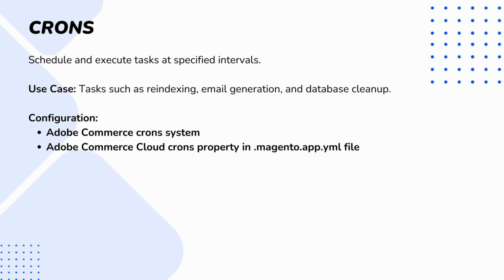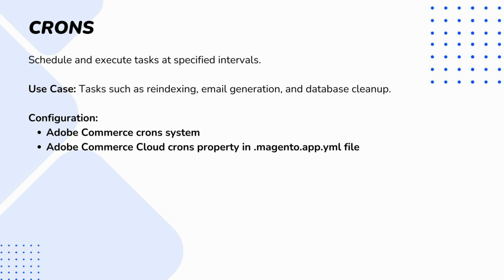Crons are used to schedule and execute tasks at specified intervals. So for example, there are tasks such as reindexing, email generation, database cleanup, and those tasks need to be executed periodically. So in the Cron configuration, you decide when those tasks will be executed. And the system, Adobe Commerce Cloud or any other server, will be responsible for executing those tasks at this specific time. And we have two configuration options.